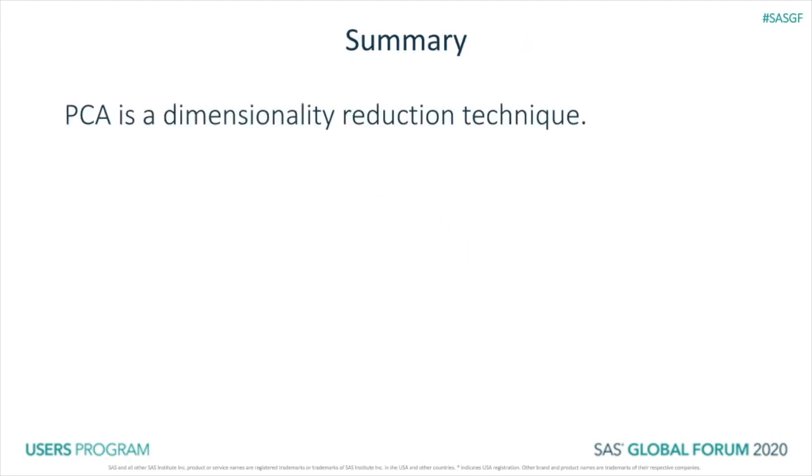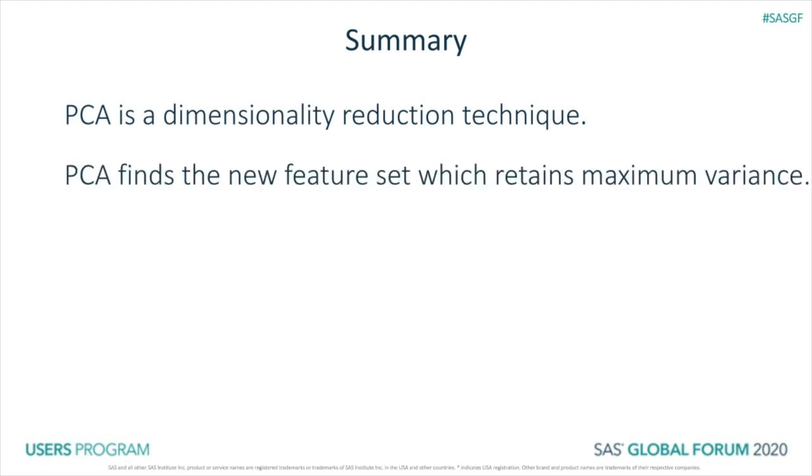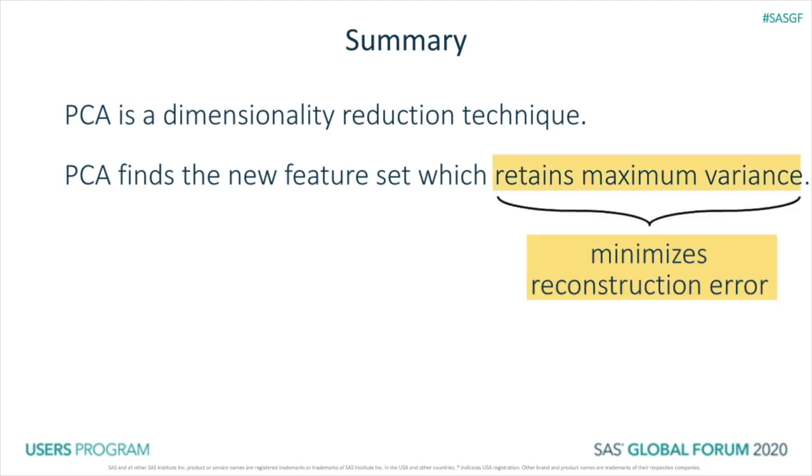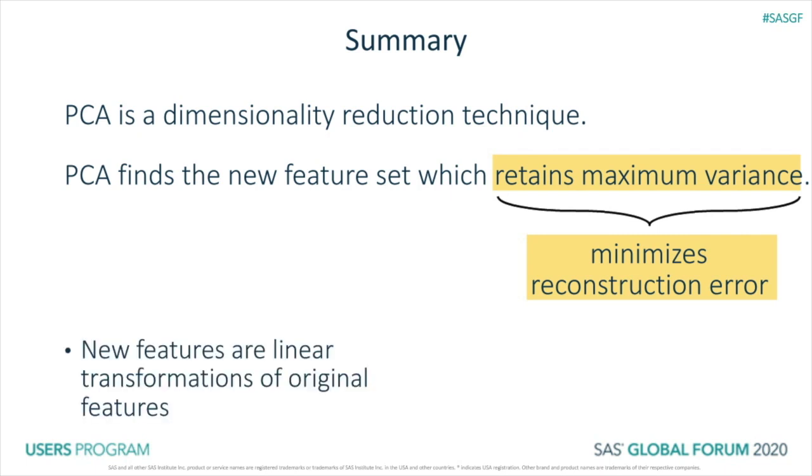All right, so in closing, just to revisit some of the main ideas from our talk here, PCA is a dimensionality reduction technique. The main goal of PCA is to find the new feature set which retains maximum variance, and that's equivalent to minimizing the reconstruction error. And we have these other constraints, right? The new features found are linear transformations of the original features, and they're going to be linearly uncorrelated.